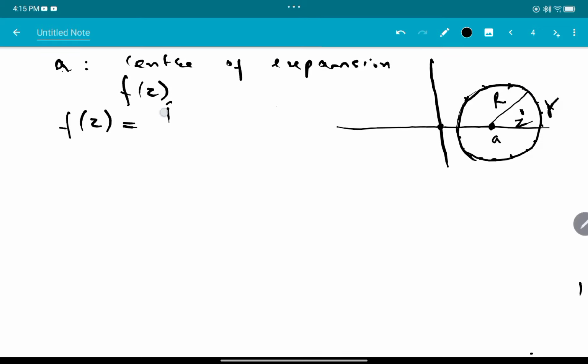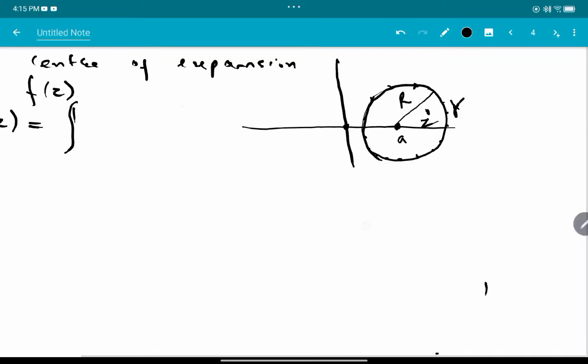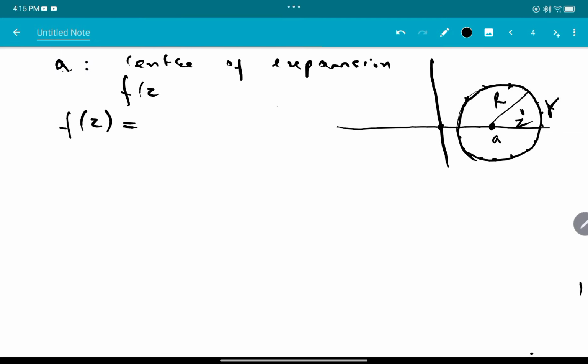Let me first write Cauchy's integral formula. That is basically a line integral, 1 by 2 pi i, in the line integral around this, say C, let this be the C, and then f(a) is equal to the integral of f(gamma), gamma is the variable of integration, divided by gamma minus z, d gamma.